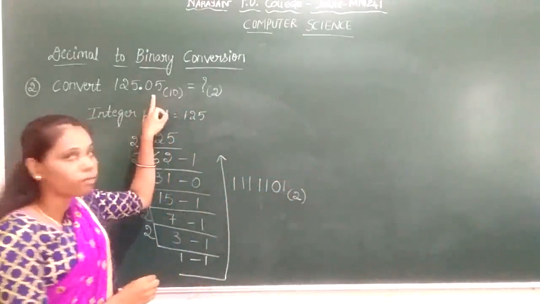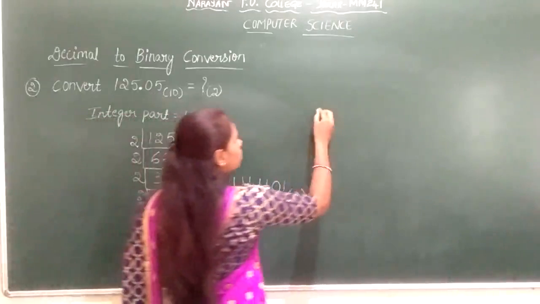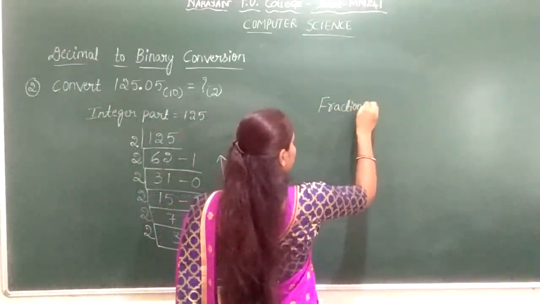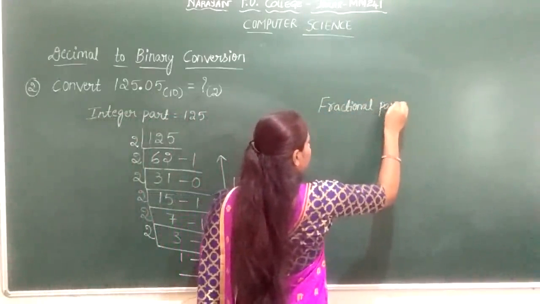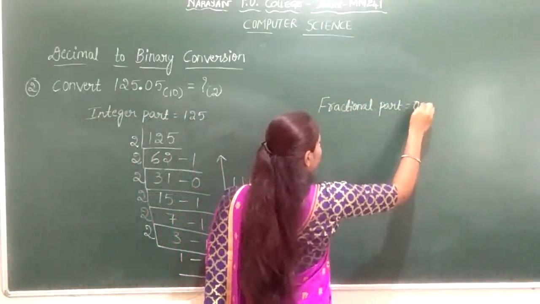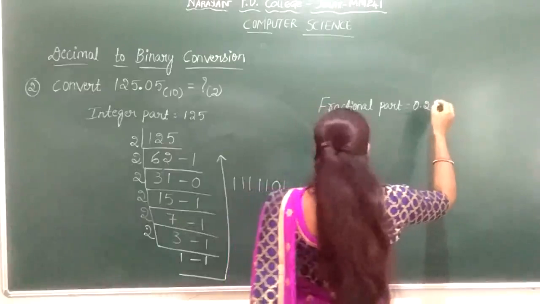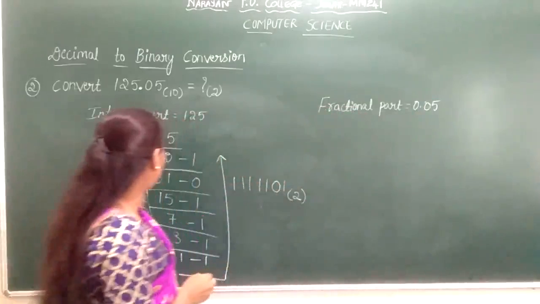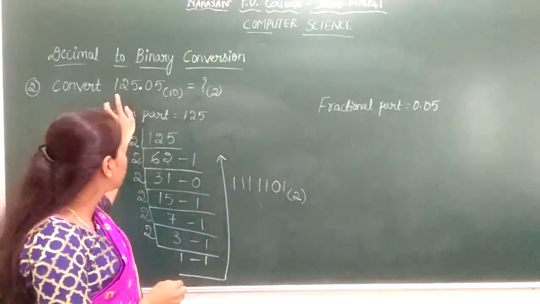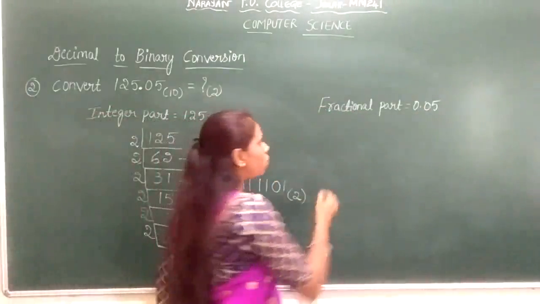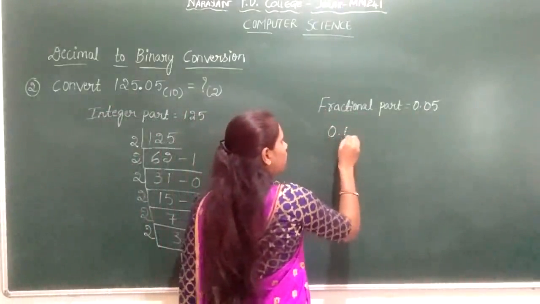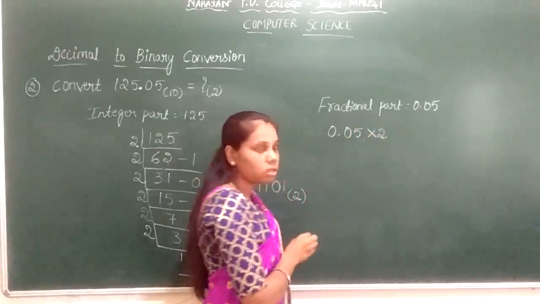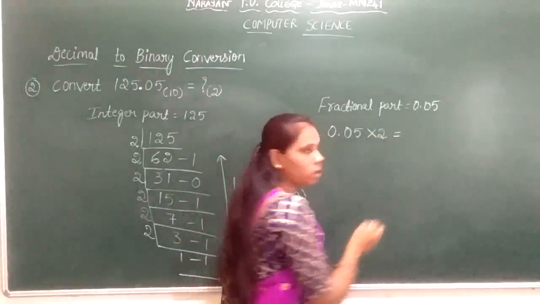Next take the fractional part as separate. What is the fractional part? Here I have taken 125 as separate. Now it will become 0.05. Now what you should do? You should multiply this fractional part by 2. So now multiply this by 2.